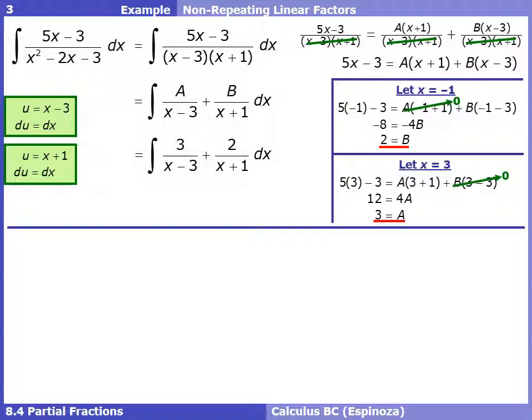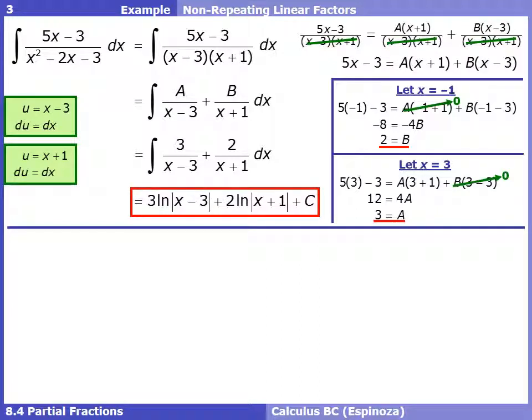So this is just one easy natural log antiderivative. We're going to end up with 3 natural log absolute value of x minus 3 plus 2 natural log of x plus 1 absolute value, and then again, don't forget that plus C.